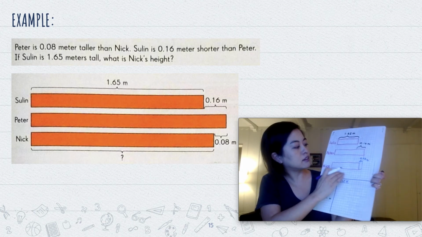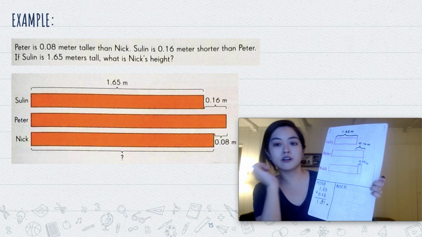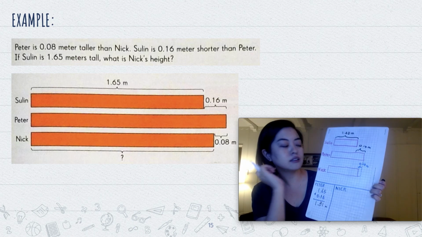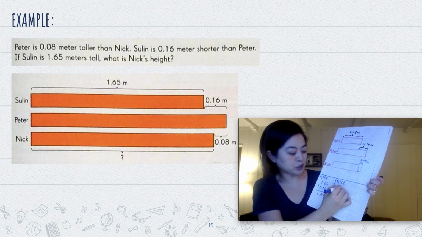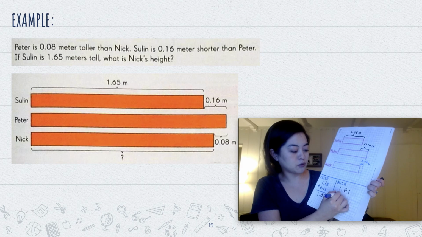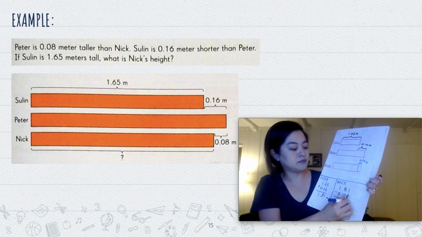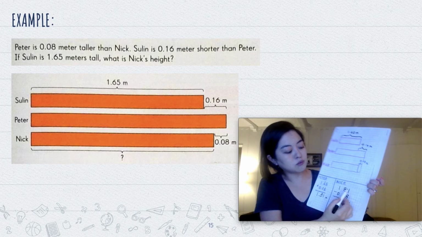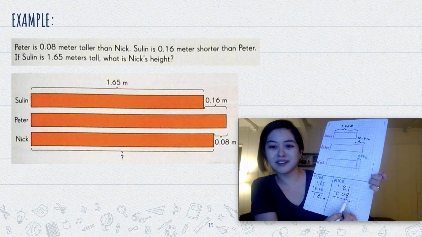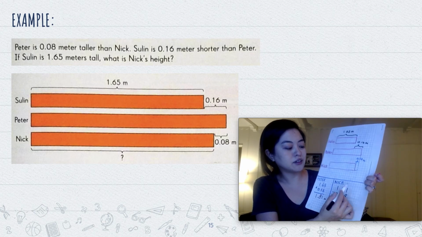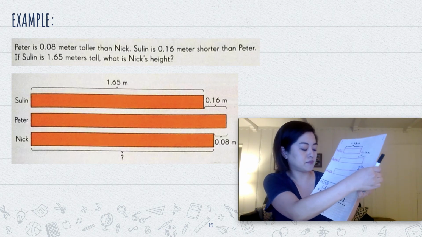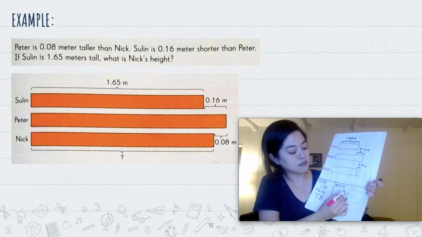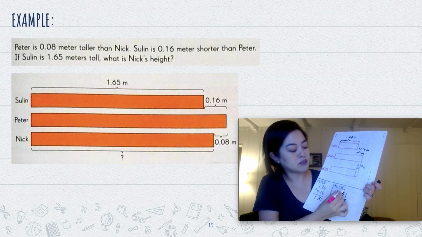Now Nick is shorter than Peter. How much shorter is he? He's 0.08 shorter. Okay, so I'm going to take Peter's height and then I'm going to subtract 0.08. Okay, and then let's do 1 take away 8. Oh wait, I can't do that, so I have to borrow from the tenths. Okay, so that becomes 7.